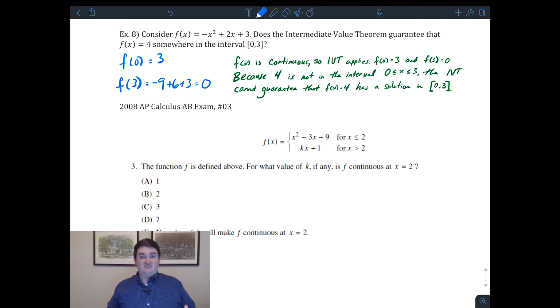Now, what's interesting is it does. If you plug in 1 for x, you get -1 plus 2 plus 3 is 4, and 1 is in the interval. So I'm not saying it doesn't happen. I'm saying the intermediate value theorem can't guarantee it happens because the IVT only guarantees that it will hit every y value from 3 down to 0.